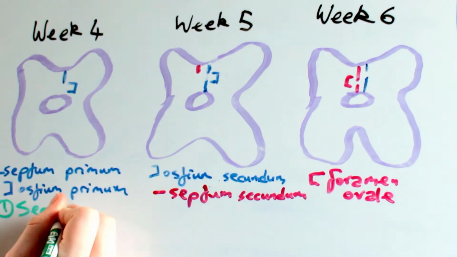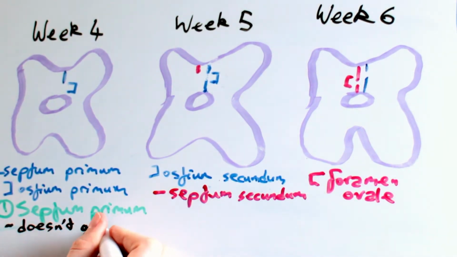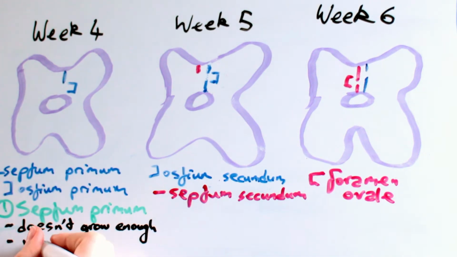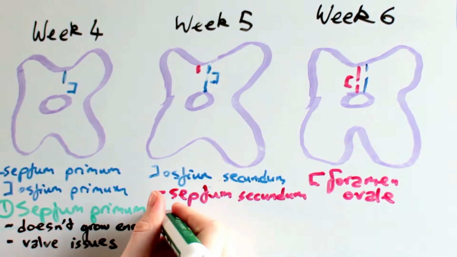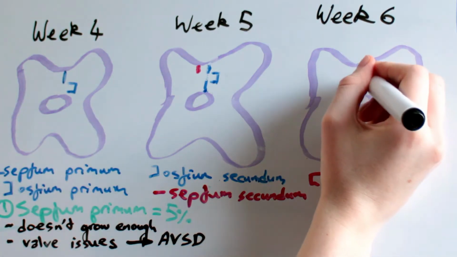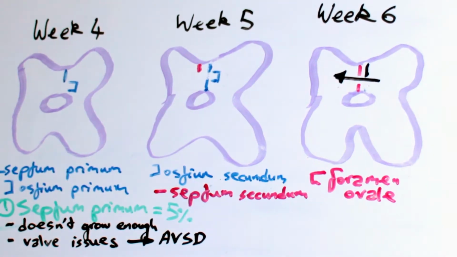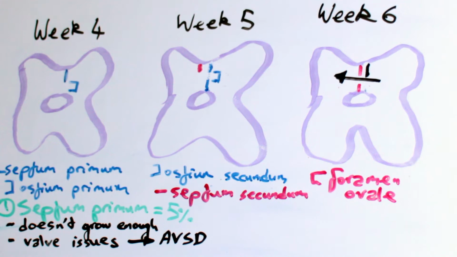The first is a septum primum defect. This is where septum primum doesn't grow enough, and is commonly associated with valvular issues. These account for 5% of ASDs, and can occur as atrioventricular septal defects. You can see here there's a gap where the septum primum hasn't fully formed, so blood can get through.